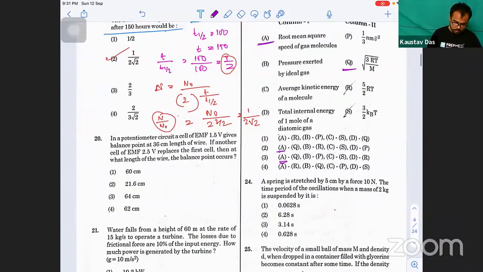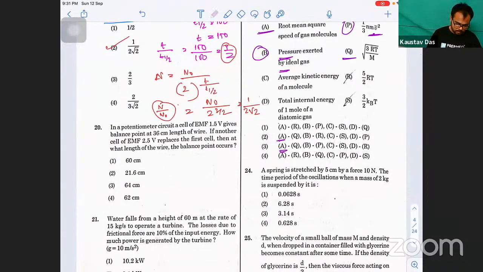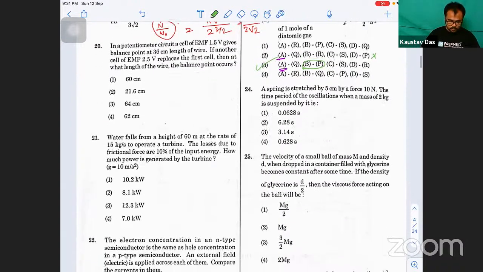And then find out anything like the pressure exerted by the gas. This is 1/3 mn v bar square. So here we have B goes to P. So here we have already the answer. So B goes to P. First two, sorry, not mine. B goes to P. So here you can see B goes to P, but this is not the correct answer. So option number 3 is my right answer.